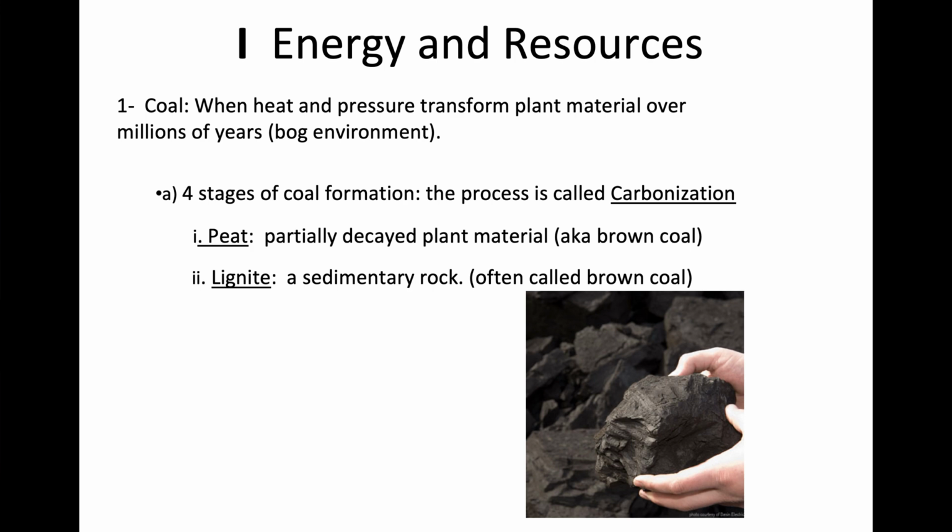And there are 4 steps in carbonization. The first one is peat. Peat is partially decayed organic material like the plants we were just talking about. From there, we have lignite. Lignite is actually burnable coal. It's a usable source of energy, although it's not as efficient, it doesn't produce as much energy as coal.